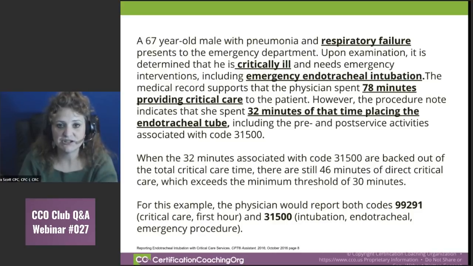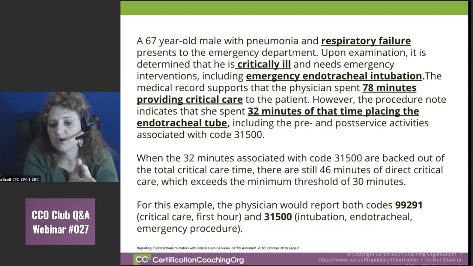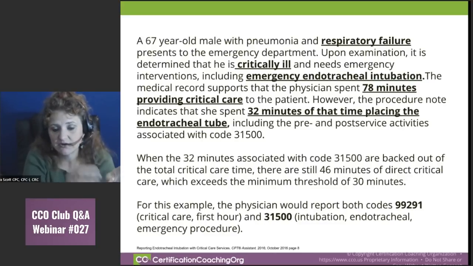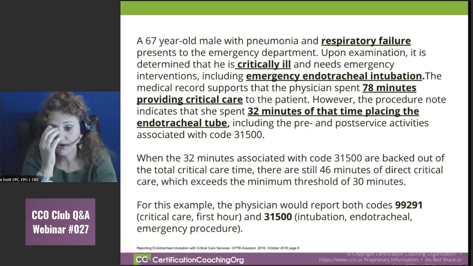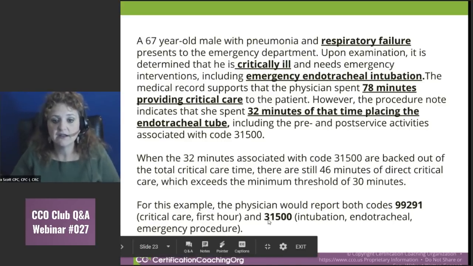the emergency procedure. Some people would think, well, 31500 is included in the 99291 because it's critical care. No, they spent 32 minutes doing a procedure which has a code for it. It's not just managing the critical care, right? So you get to use those two codes and they get reimbursed for both the critical care and that time, the 32 minutes spent doing the intubation.